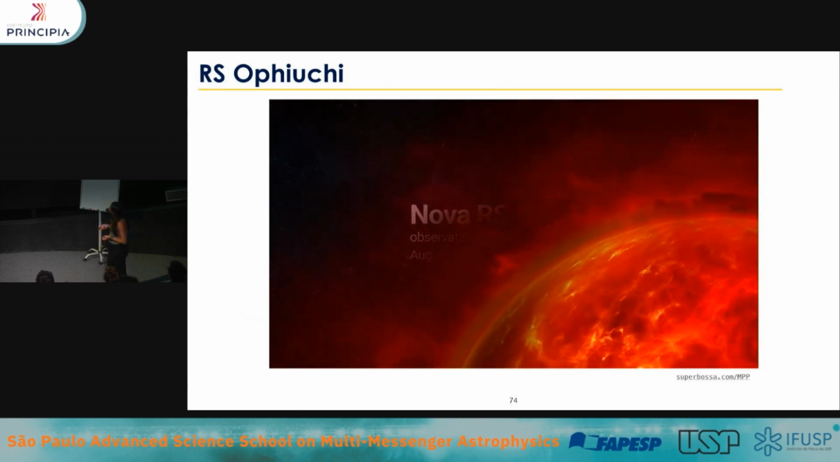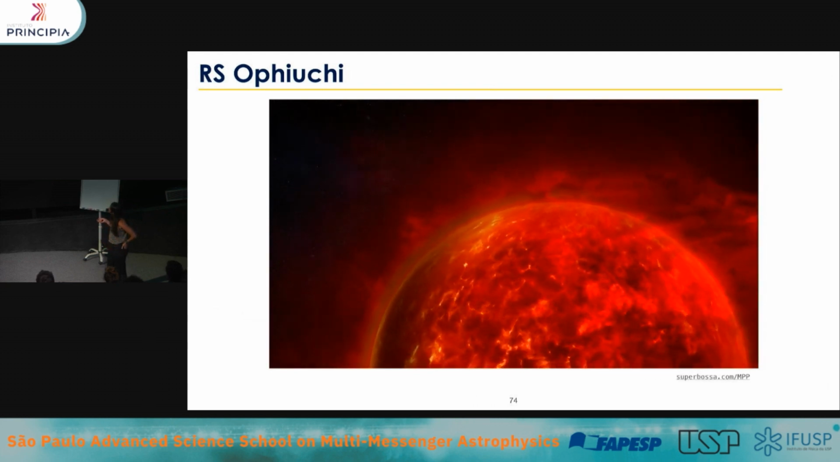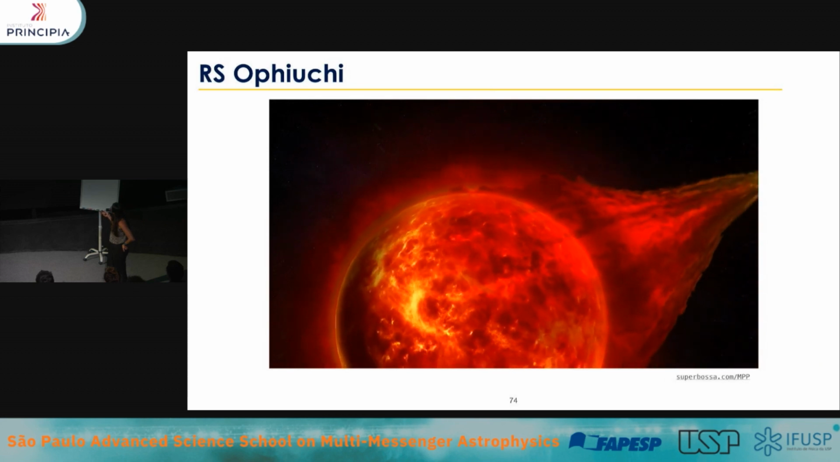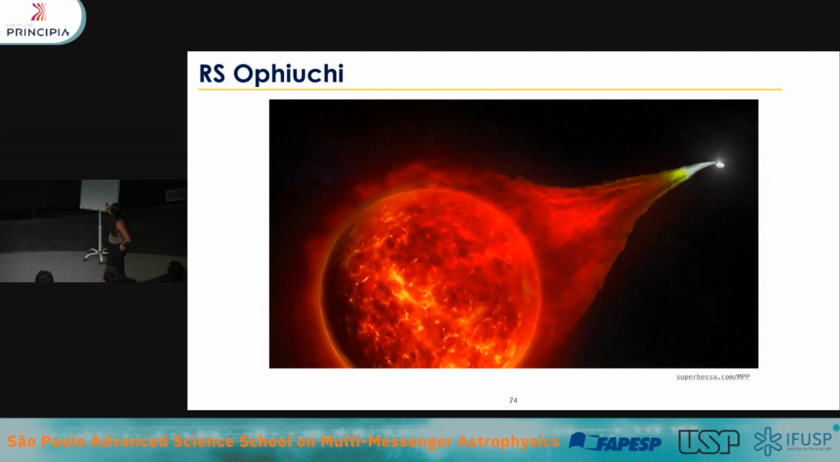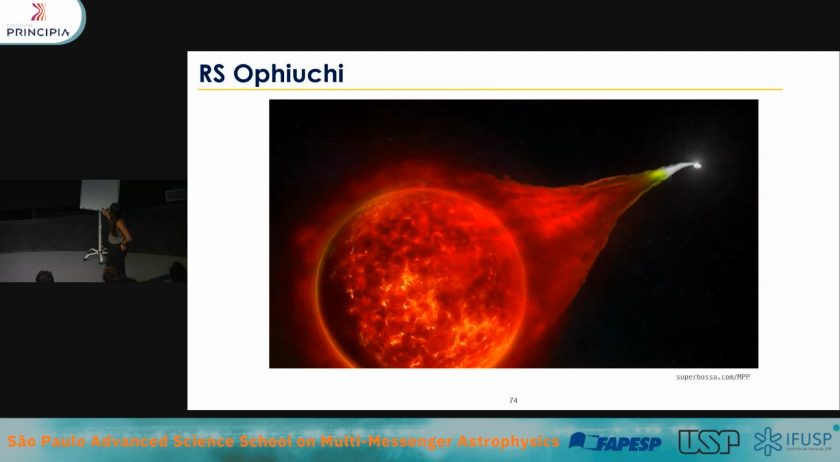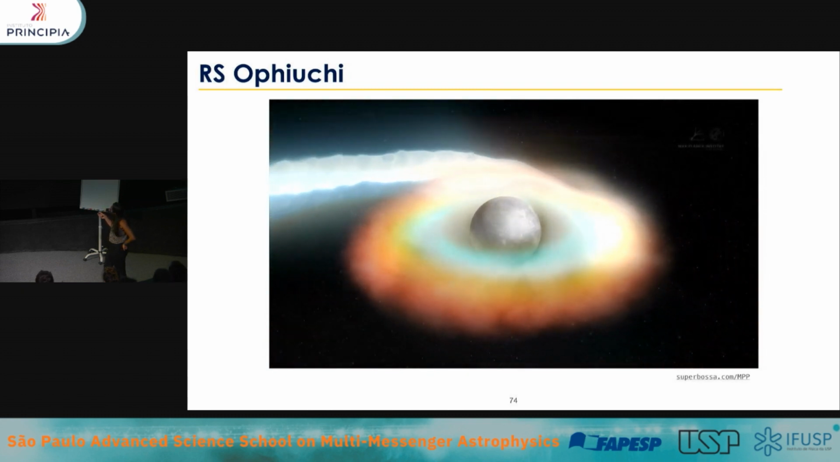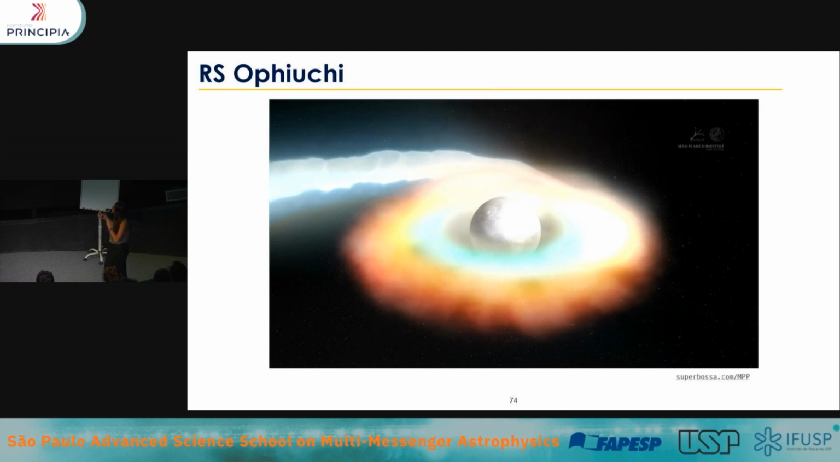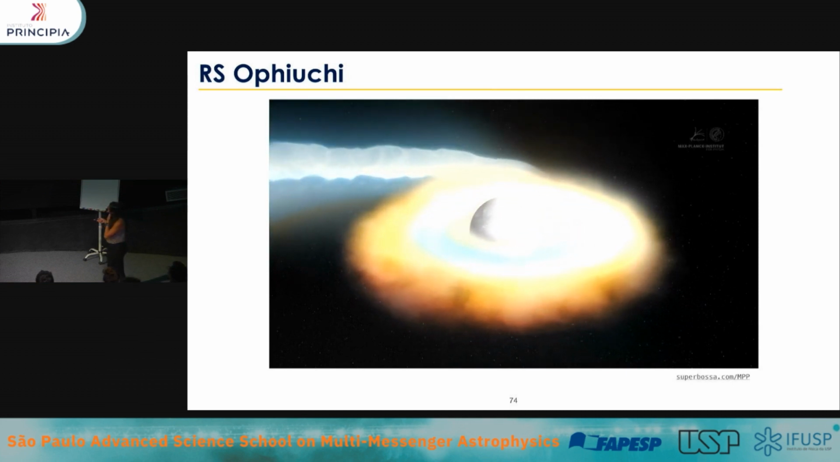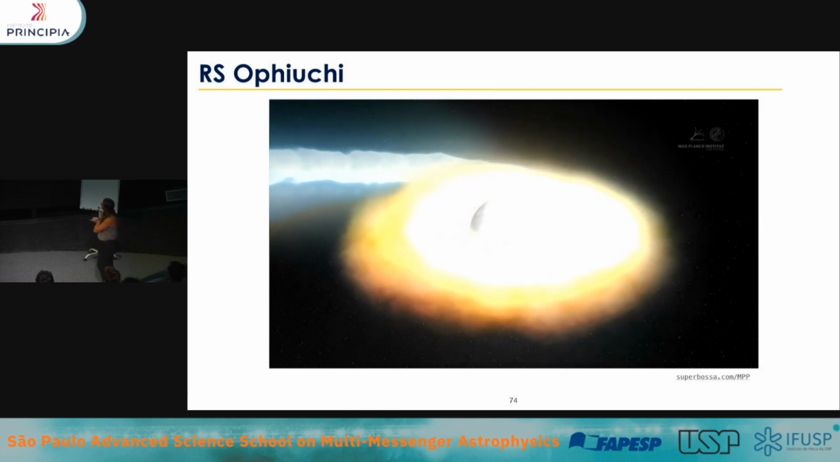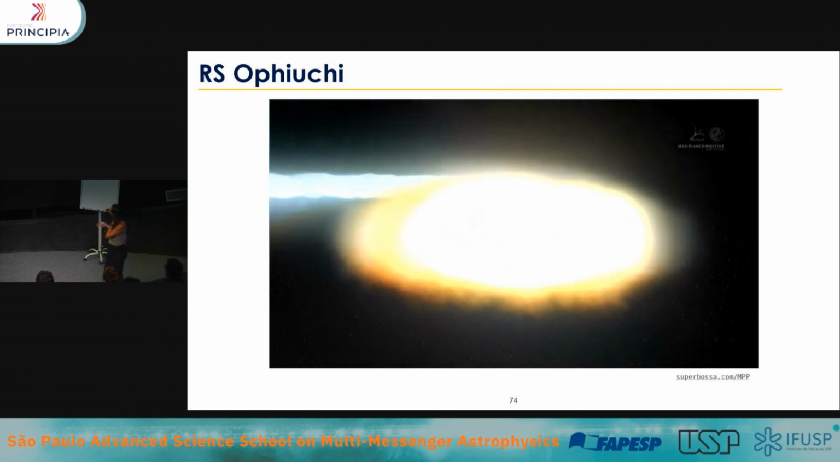So what's going on? You have your red giant that is accreting material onto the white dwarf. This is the material being accreted, being accumulated, as I said, on the white dwarf. And then at some point, there is just this blast, this thermonuclear runaway.